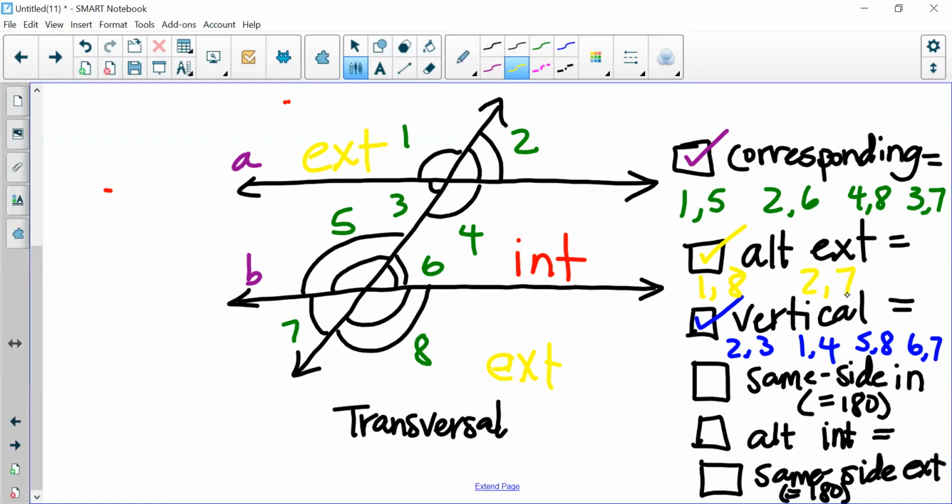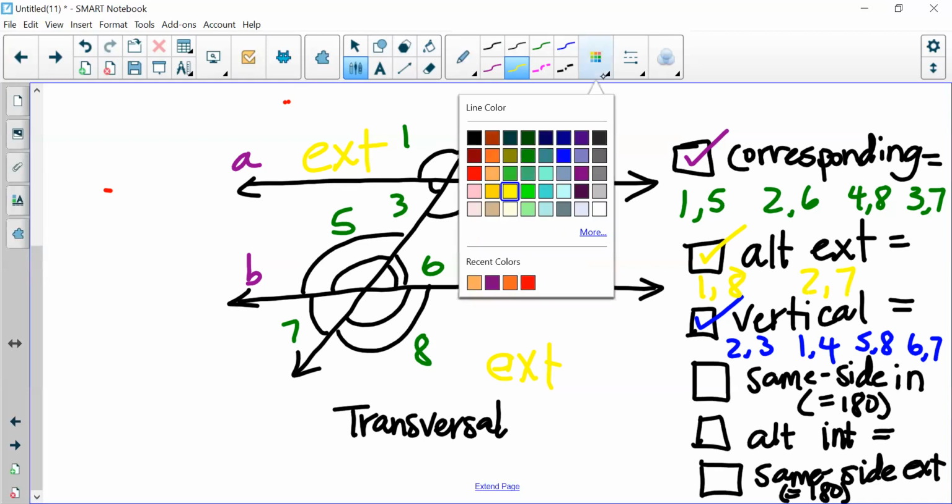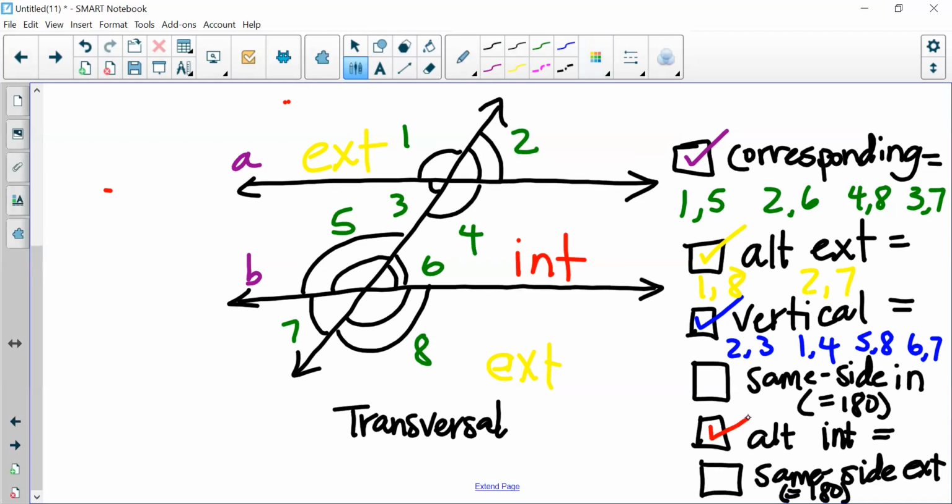Okay. Y'all be careful. If you're talking about a relationship for alternate exterior angles, you can't talk about anything that's between the parallel lines because that's on the interior, inside of the parallel lines. And we are specifically talking about exterior. Okay. So since y'all were talking about interior, let's slide down and talk about these alternate interior angles. Okay.